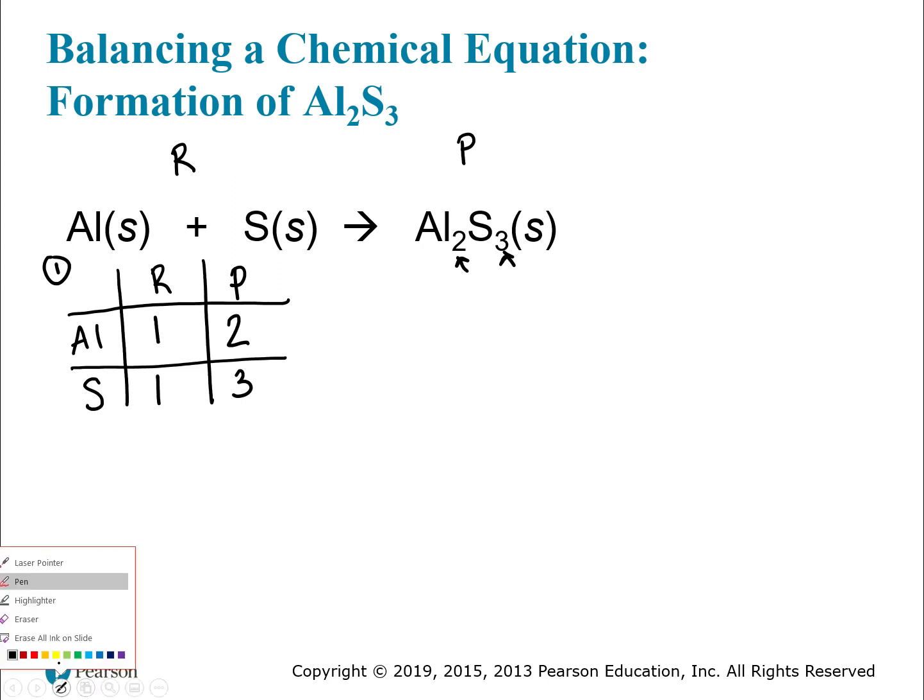What we do here is take the lowest common denominator. We'll start with the aluminum. The lowest common denominator between 1 and 2 is going to be 2. We don't need to touch the product side, but we need to multiply the reactant side. Wherever we see aluminum, we need to put a 2 in front. There we go.